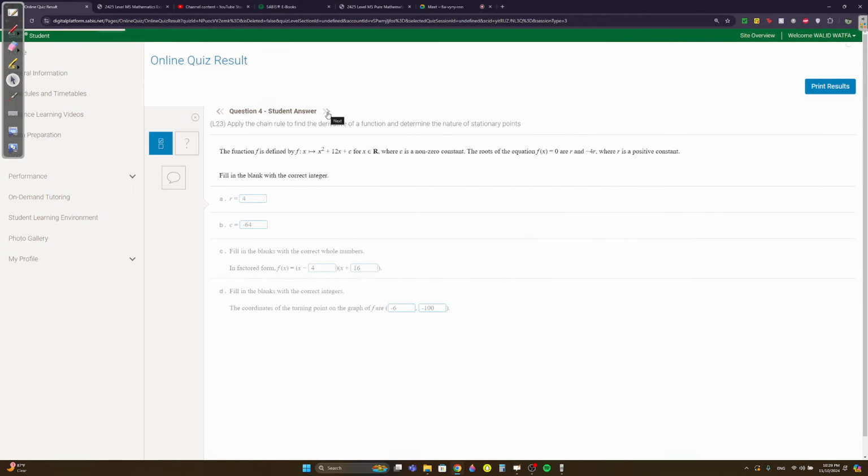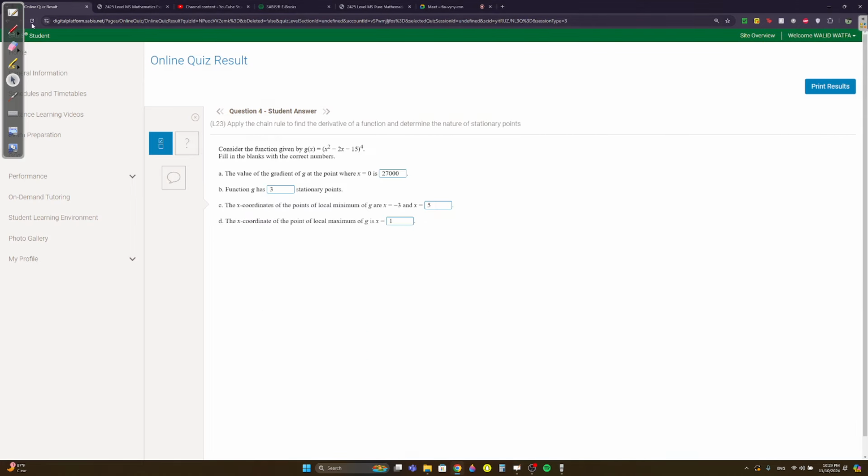Question 4. You have, this is the function. The value, okay, this also came. The value of the gradient of g at the point where x equals 0 is how much? Okay, so first they want the slope at x equals 0. To find the slope at that point, we have to substitute x into the derivative, right? That's how we find the gradient at a certain point. You have to substitute that point into the derivative.